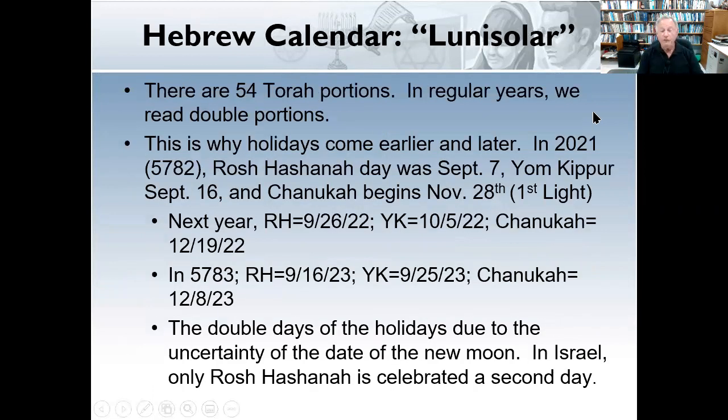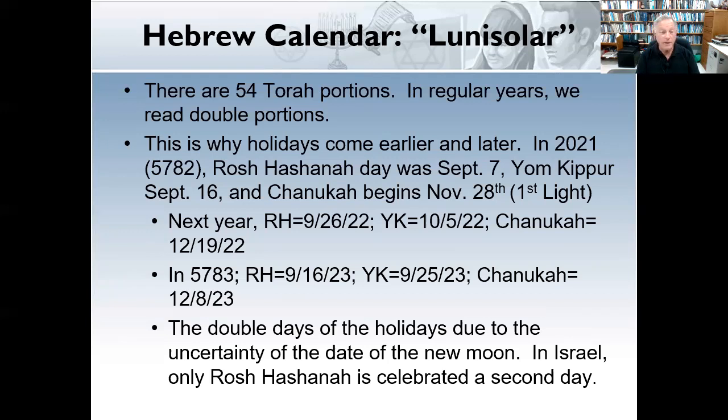So we have 54 Torah portions, because if you have a year that contains a leap month, you're going to have more Shabbatot in that year than normal. So you have to have separate Torah portions. So in regular years, we have double Torah portions. And occasionally people will ask me about it.